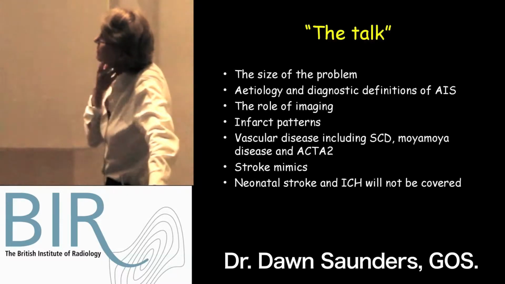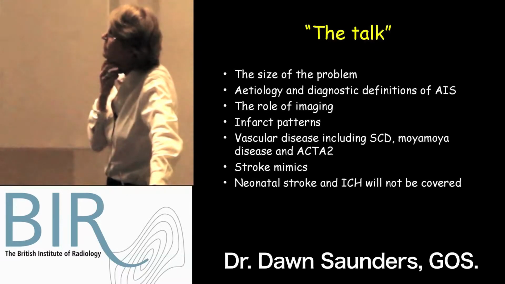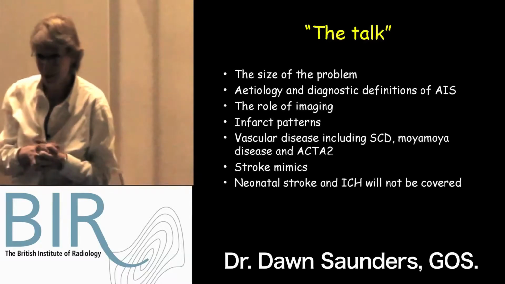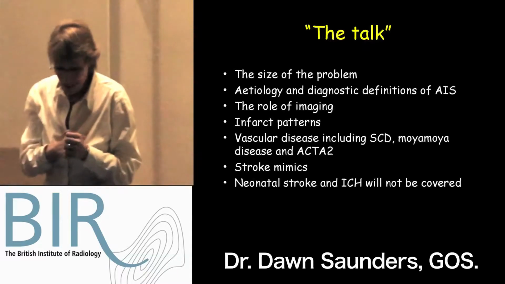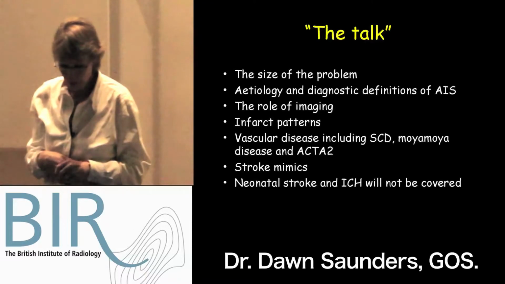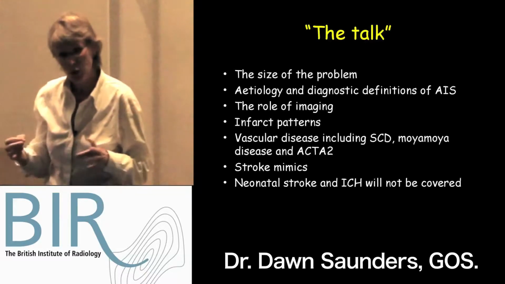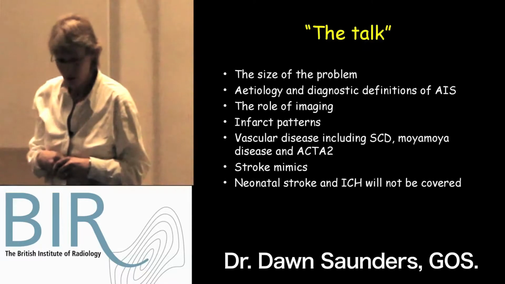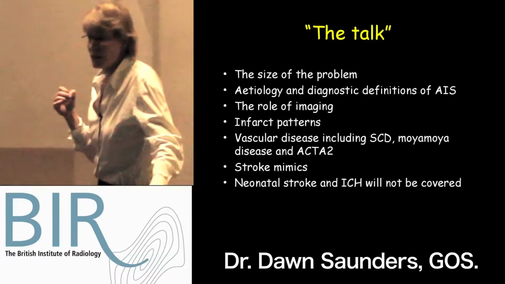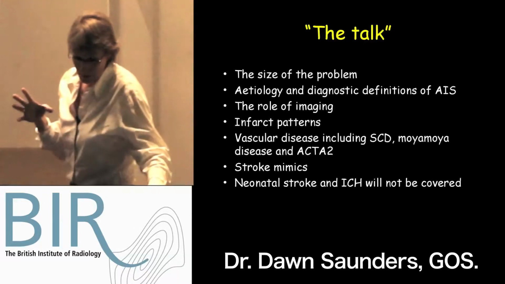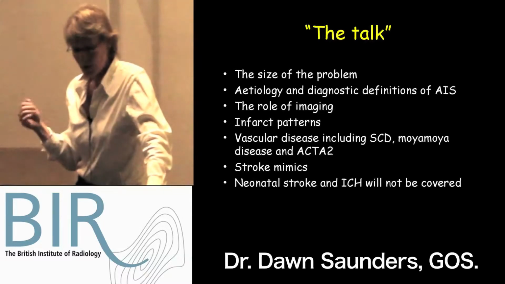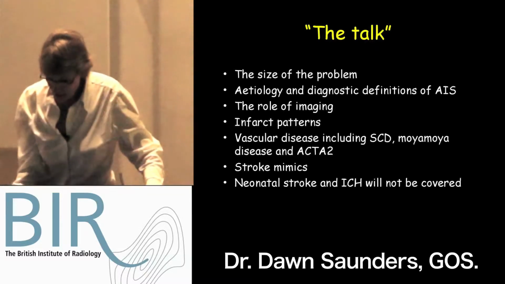What I'm going to address is, I'm going to start by talking about the size of the problem, and then a little bit about the etiology and diagnostic definitions of arterial ischemic stroke, which is what I'm really going to talk about. And then I'm going to talk about the role of imaging, infarct patterns, and how that helps us diagnose particular diseases. The importance of diagnosing vascular disease in children, including sickle cell, Moyamoya disease, and a very exciting new gene defect called ACTA2. I'm going to talk a little bit about stroke mimics, and I'm not going to talk about neonatal stroke or intracranial hemorrhage, because really time doesn't allow it.